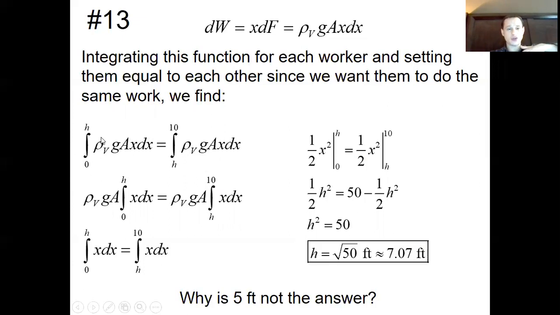So from 0 to h, we're doing the work. Okay, there's the work. We're setting it equal to the work done by the second one, which is the integral from h down to 10, because he's doing a bottom level right there. All right, now here's the magic.